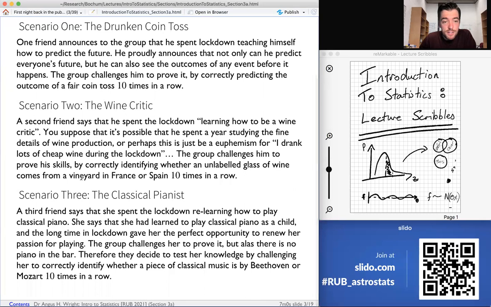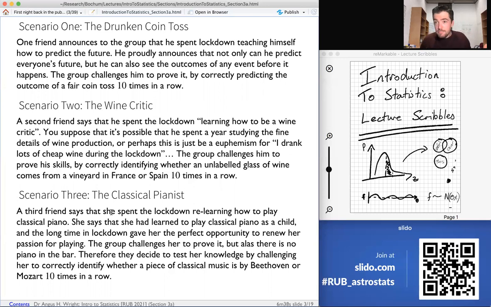And the last scenario that we find ourselves in is a third friend says that she has spent the lockdown relearning how to play classical piano. She says that she learned to play the classical piano as a child, but had dropped out of it. And the long time in lockdown gave her an opportunity to relearn how to play the piano.